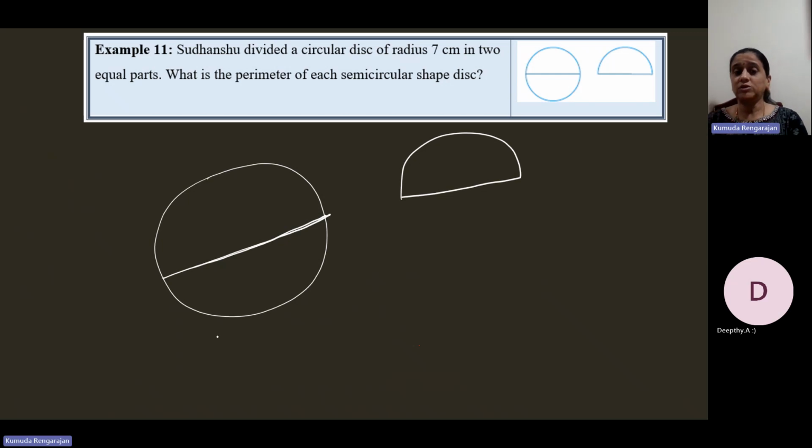What is the perimeter of each semicircular shaped disc? So find the answer for one semicircular disc. And then you must say, supposing you get 10 or whatever, the perimeter of each semicircular shaped disc is equal to 10 centimeters. That's it. Whatever answer, I'm just saying 10. You don't have to multiply it by 2. Find the perimeter of each one. So you can just find the perimeter of one semicircular shape and leave it there.